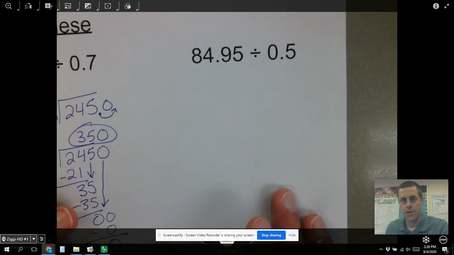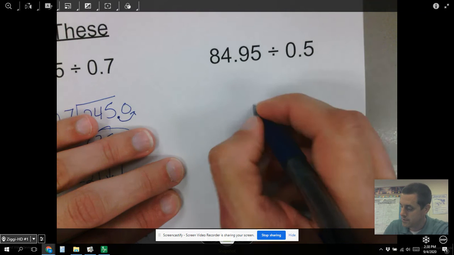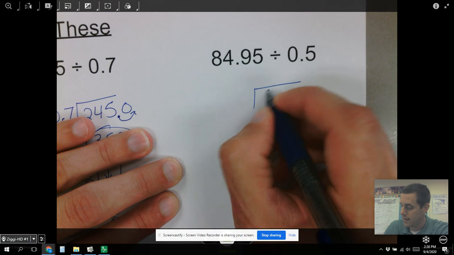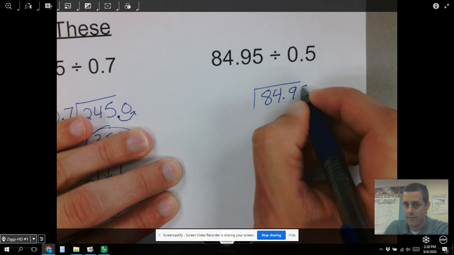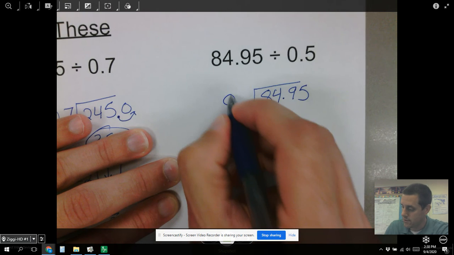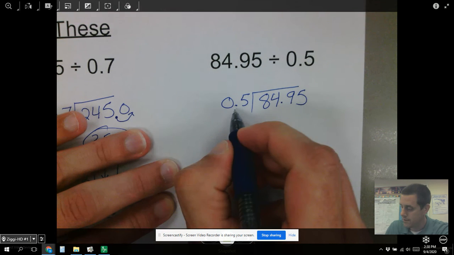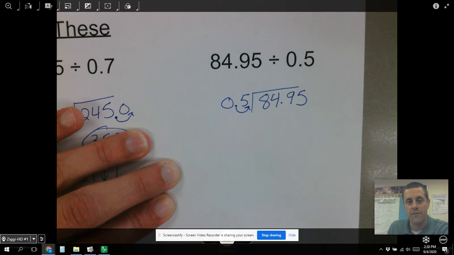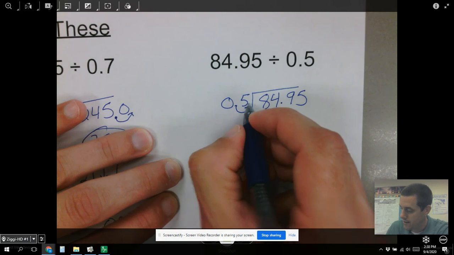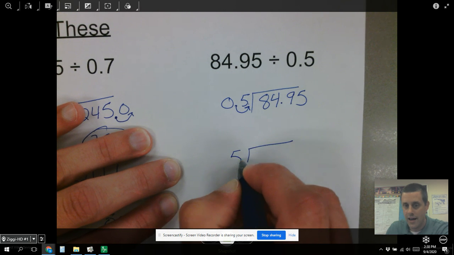All right, and number 2, checking your work. Setting up long division. Our dividend, 84.95 divided by 0.5. Our divisor is not a whole number. Make it a whole number 5 by moving the decimal point all the way to the end. My divisor is now 5.